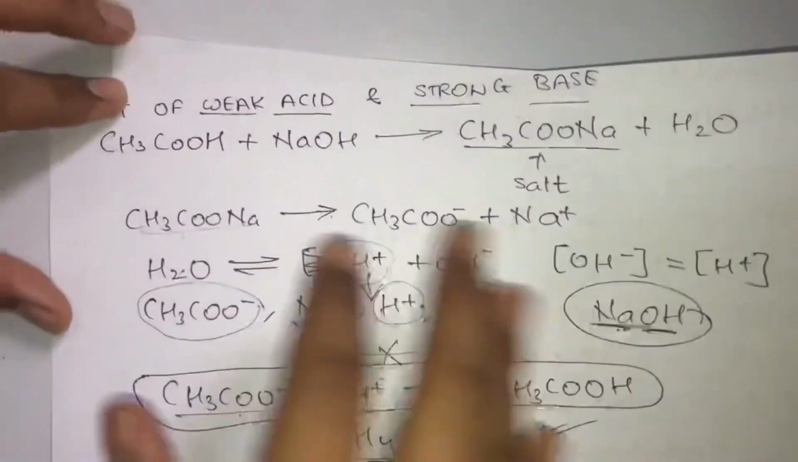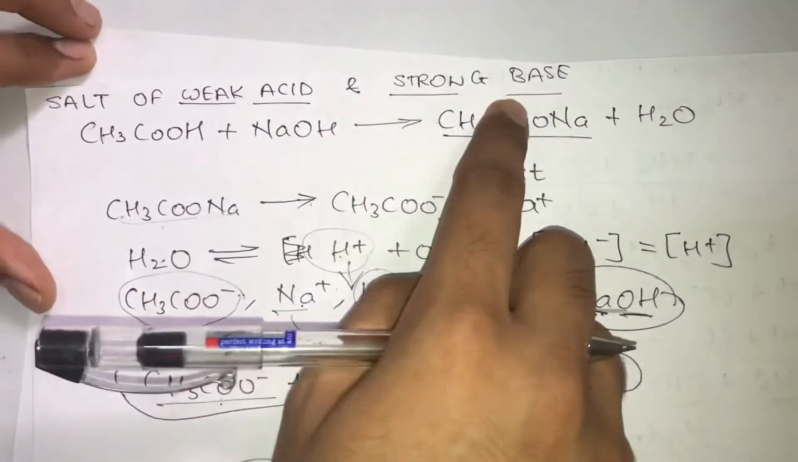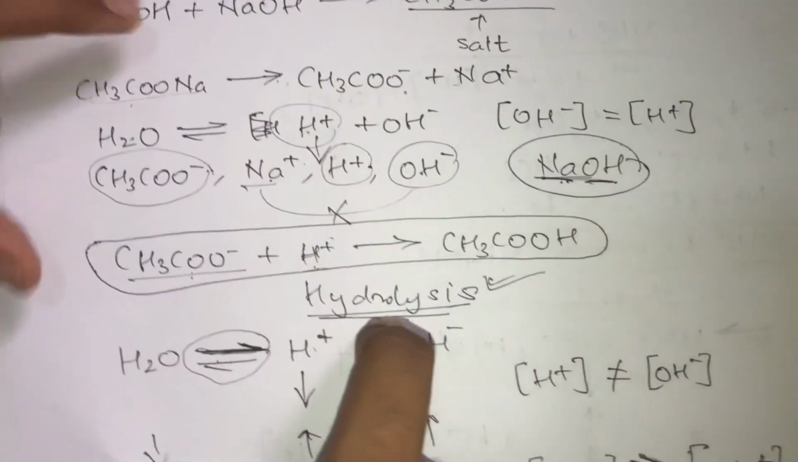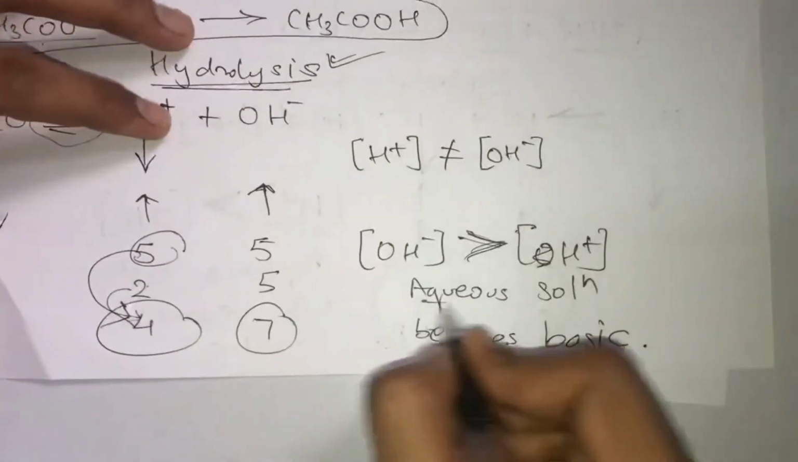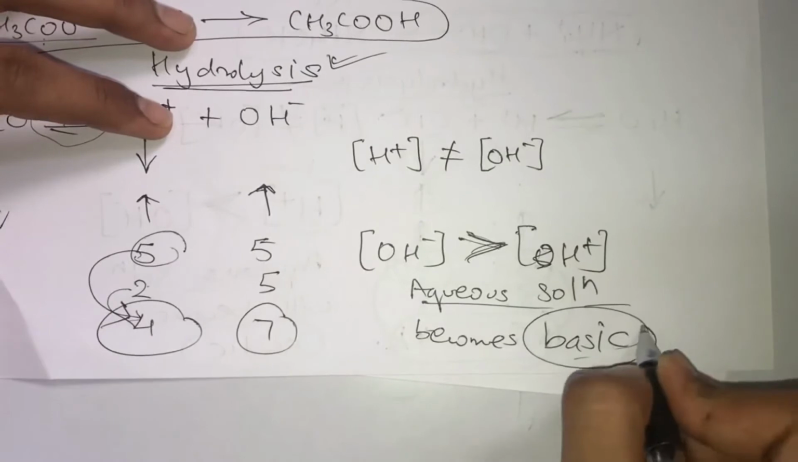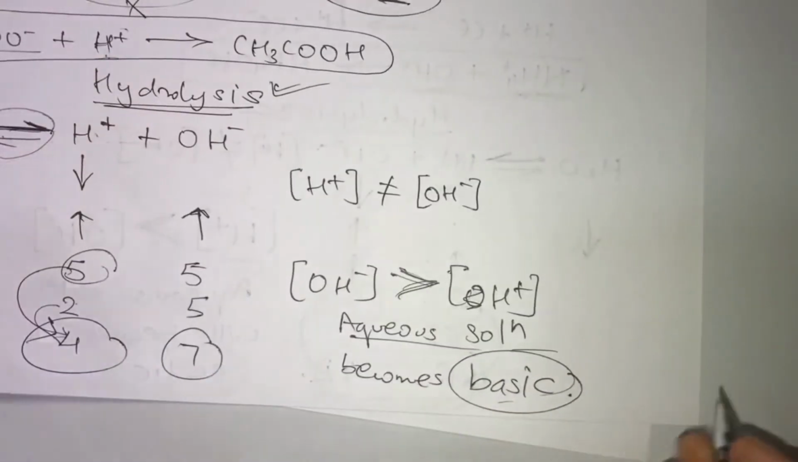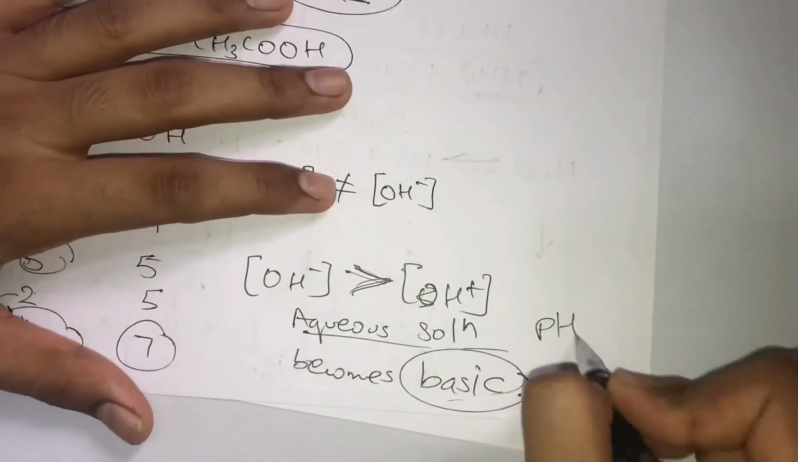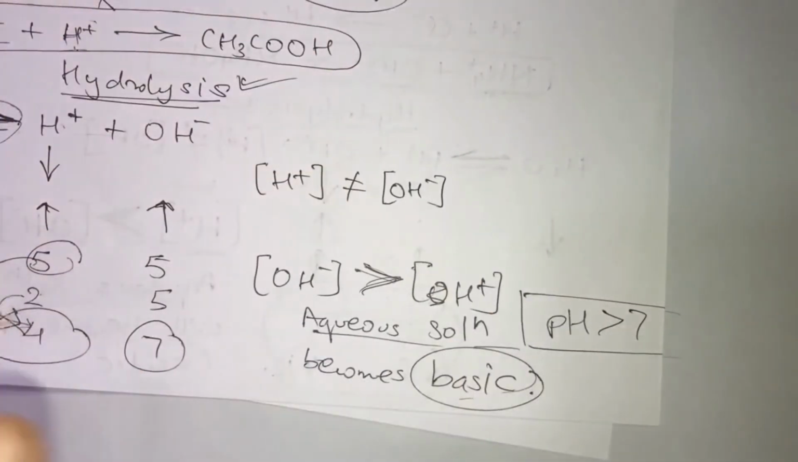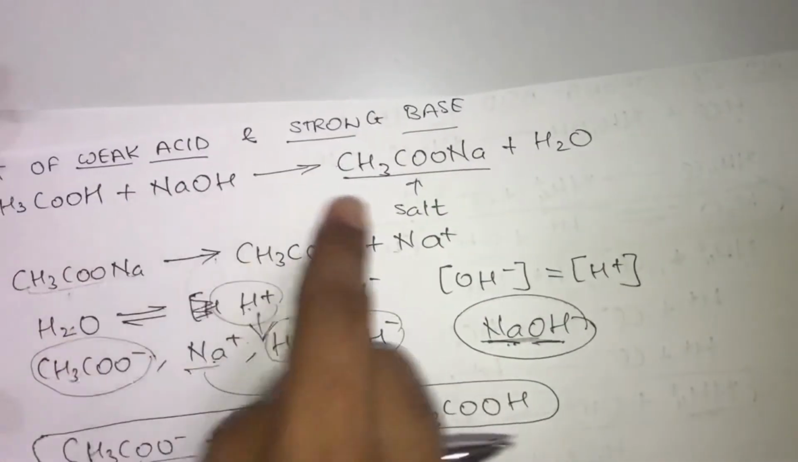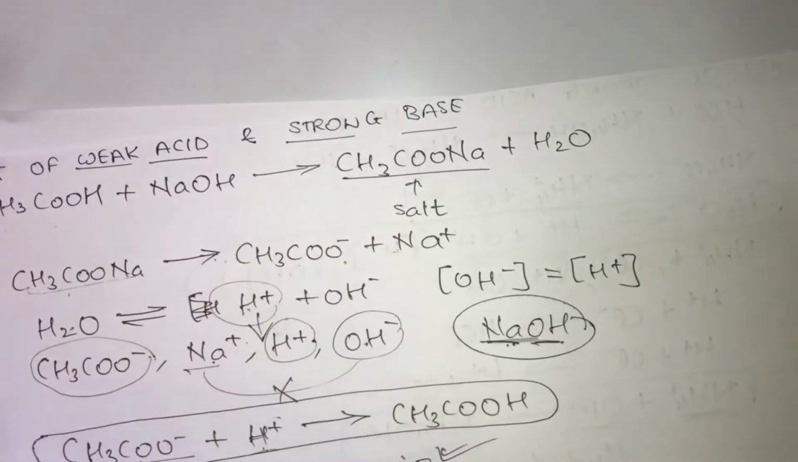So this is what the salt of weak acid and strong base does. It hydrolyzes, and after it undergoes hydrolysis, it makes the aqueous solution basic. And as we all know, if the aqueous solution is basic, then the pH will be greater than 7. Okay. So this was all about the salt of weak acid and a strong base.